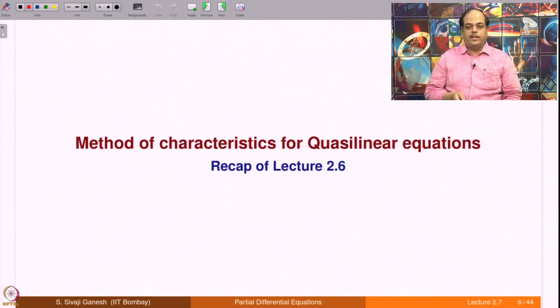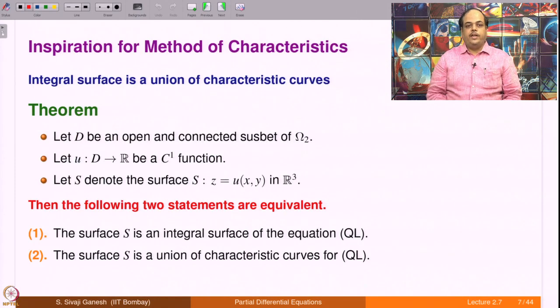Now, let us look at the method of characteristics which was discussed in the last lecture. The inspiration for the method of characteristics is the following theorem, which says: given a surface of the form z equal to u(x,y), saying that this surface is an integral surface is the same as saying that this surface is a union of characteristic curves corresponding to the quasilinear equation. Since we want to construct an integral surface, in other words we want to find a solution or a surface corresponding to a solution, we start with this idea of constructing some object which is a union of characteristic curves. That is the idea behind the method of characteristics.